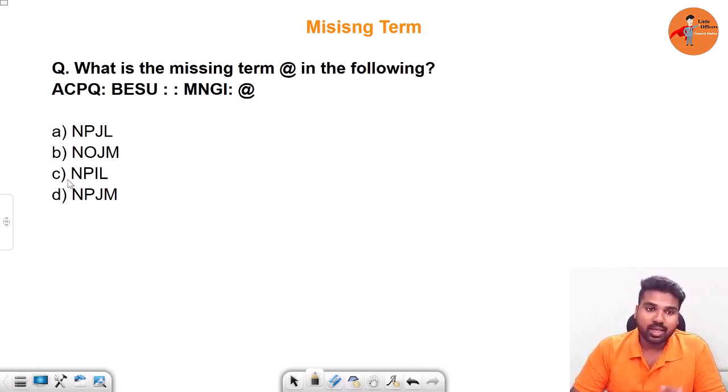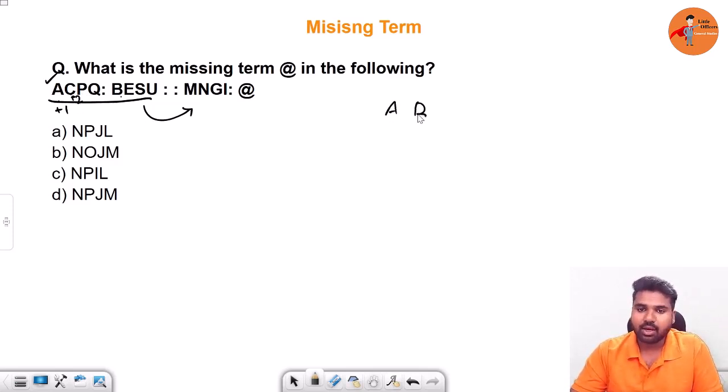So look at the question: what is the missing term in the following? A relation has been given, and from here we need to deduce it. Just look at the letters. A and B, immediately plus 1, gives C. Then we know A, B, C, D, E, so you are leaving one and going to the next one. That means you are doing plus 2.